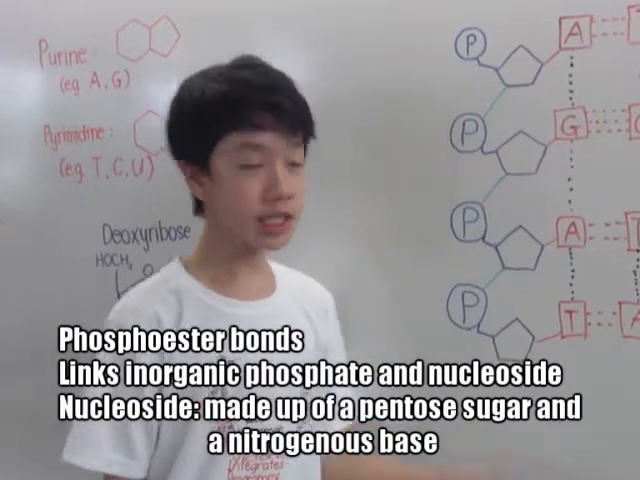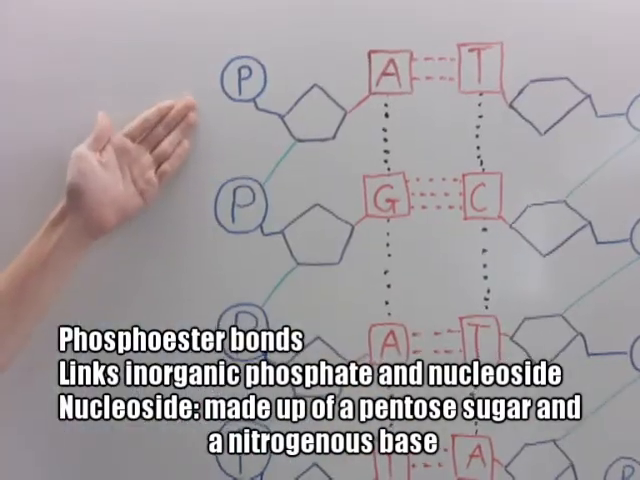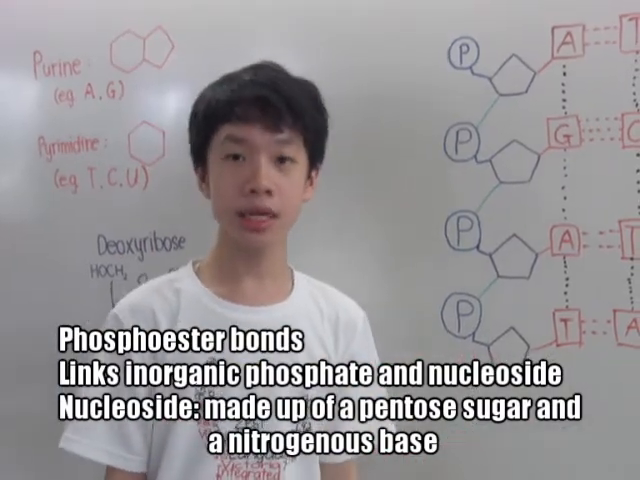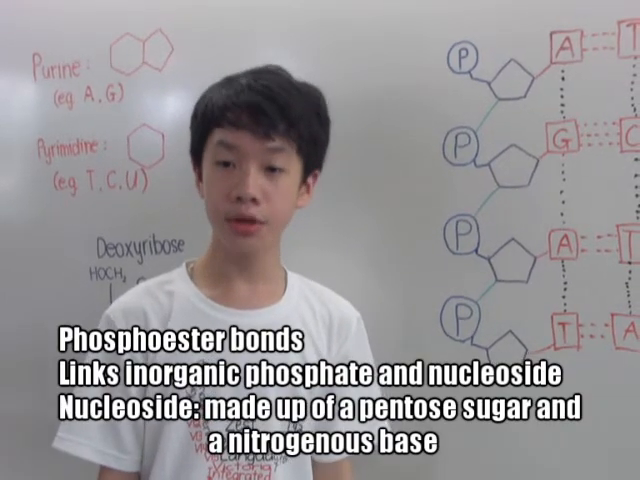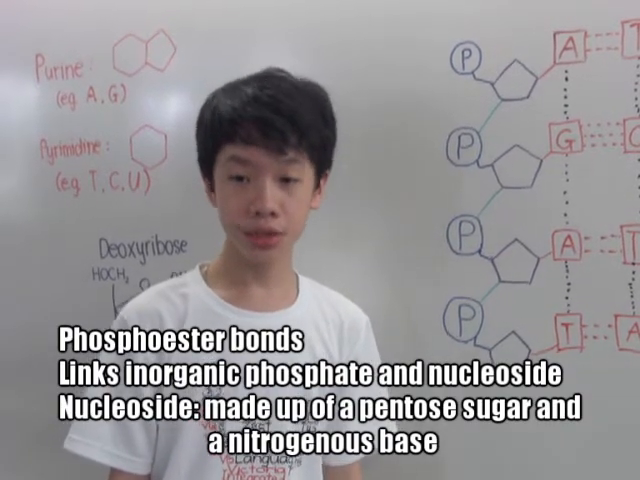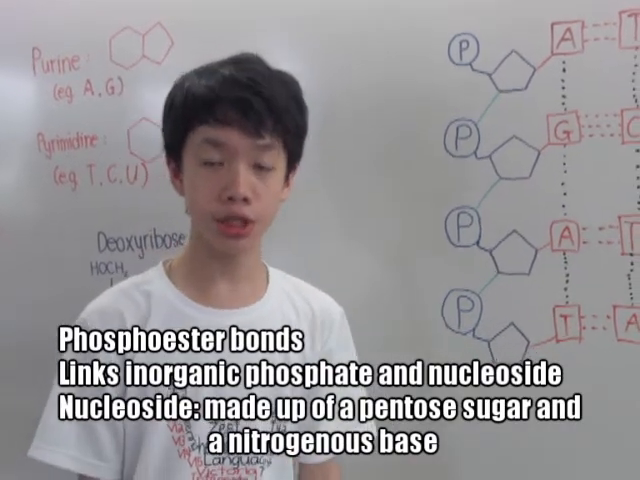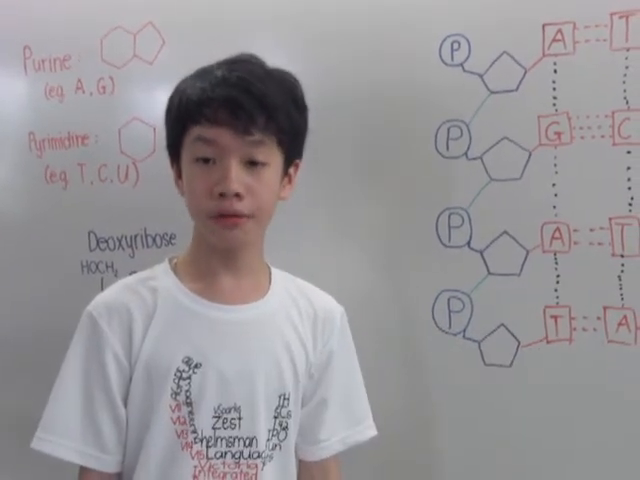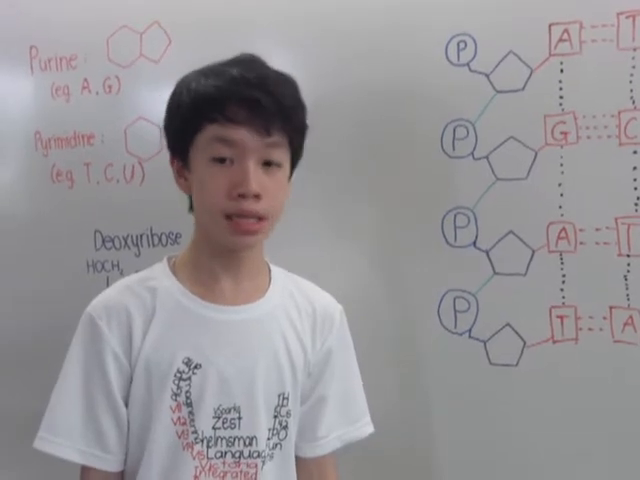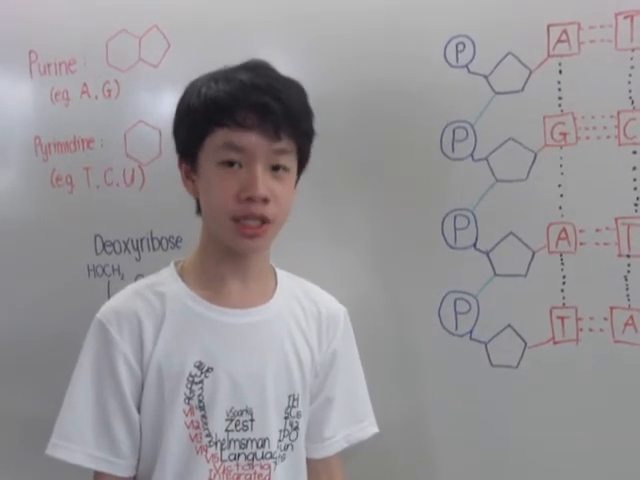Lastly, there are the phosphoester bonds, which are dark blue in color, which link the inorganic phosphate group and the nucleoside together. Just to recap, the nucleoside is made out of a pentose sugar and a nitrogenous base. Do not confuse the phosphoester and phosphodiester bonds as they serve separate functions.